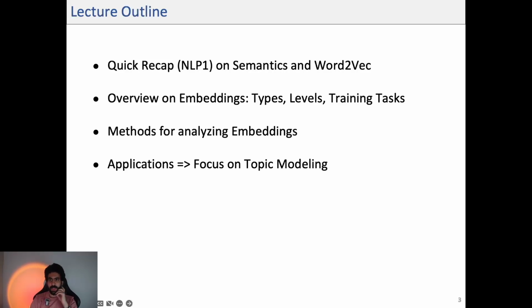First, we're gonna quickly go into what you have learned in NLP 1 about meaning and word vectors. Then we're gonna talk about different types of embeddings, what they are, how we train them, and why they matter. Next, we take a look at how we analyze embeddings, what kind of information they hold, and how we can understand what the model has learned. Finally, we'll focus on how embeddings are used, and we're gonna look at a couple of applications.